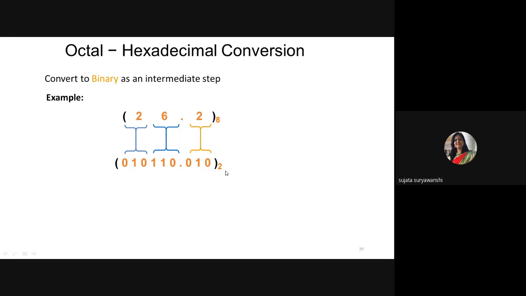Okay, after getting that, what is your task? You need to make a group of 4 from the decimal point. From the decimal point, to the right and to the left, we need to consider groups of 4 bits, a 4-bit binary number. So start with the left side of the decimal point. We can make a group of 4 like this.